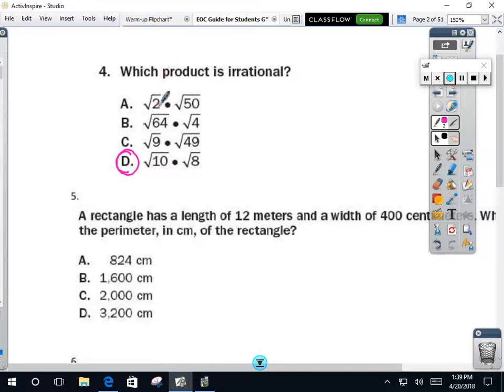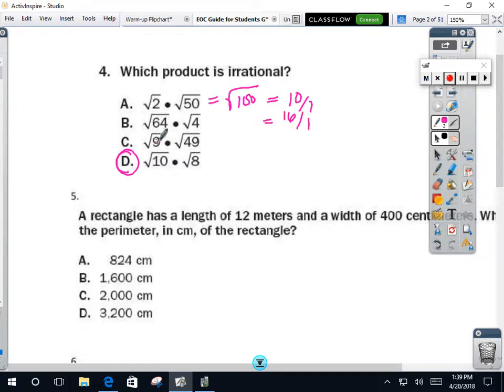What's the square root of 2? What's the square root of 2 times the square root of 50? The square root of 100, which yes is 10. 10 can become a fraction. All you've got to do is put it over 1, and now it's rational. What's the square root of 64 times 4? Or you could break it apart. What's the square root of 64? What's the square root of 4? 8 times 2 is 16, and 16 over 1 is rational.